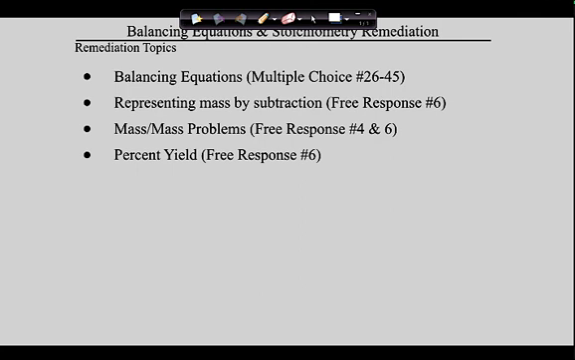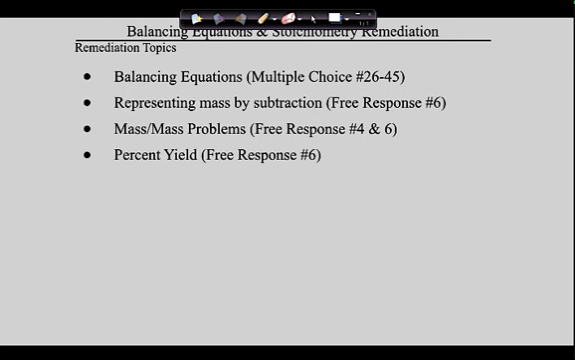So during this remediation video, we'll first of all be talking about how to balance equations. You'll notice that these questions were referenced in multiple choice questions 26 through 45. We'll then talk about how to find mass by subtraction. We've been doing this throughout the year in the lab setting, and we used this as the opportunity to make sure that you knew how to do this. If you didn't, we'll be covering that in just a moment.